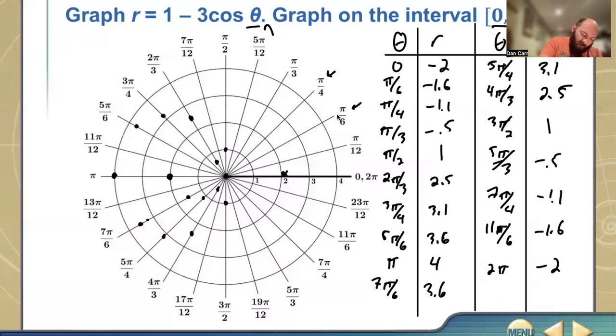7 pi over 4 gives me a negative 1.1. So it's going to be about right here, negative 1.1. And then I'm going to get negative 1.6 on this line. And then I'm back to a negative 2. So I'm back right here again.